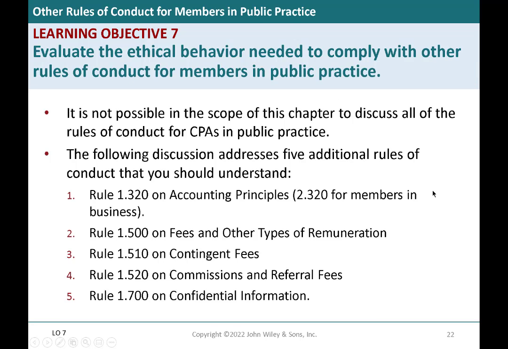Now, we have some other standards and rules that we want to talk about. In the course of our discussion in Chapter 2, we're not going to be able to discuss every potential ethical dilemma that might arise for a CPA, but that's why we have the standards in place, so we can go there and do research and look at what the interpretations of the principles are. We are going to look at a few really key ones right here. So we have these five different areas, different rules that we want to look at in a little bit more detail.